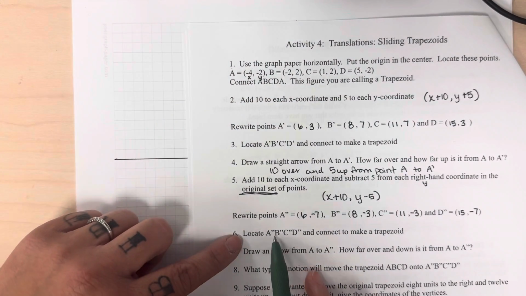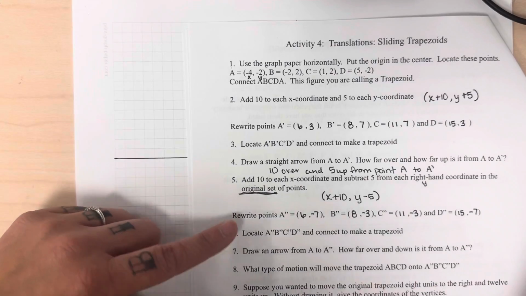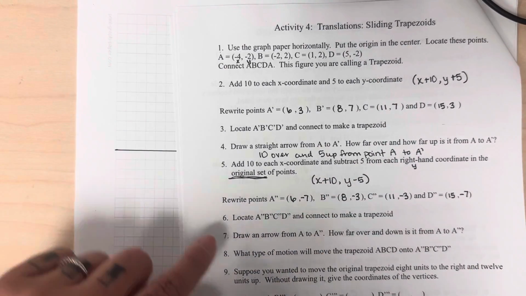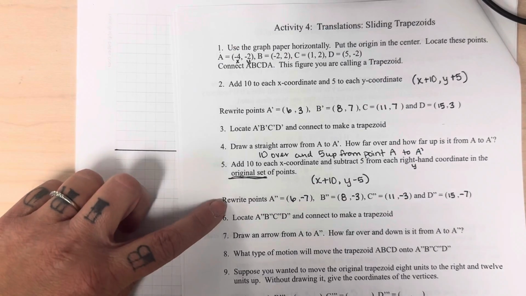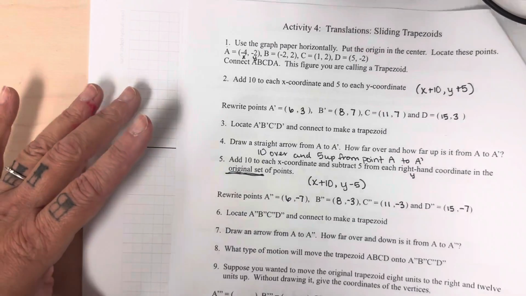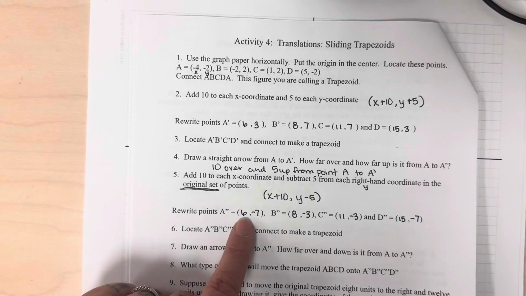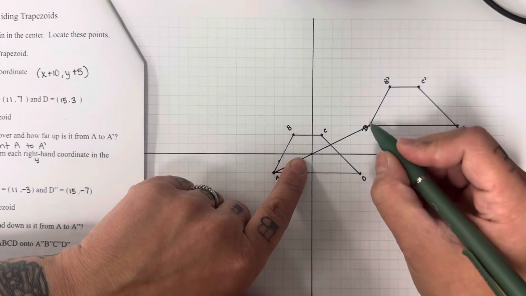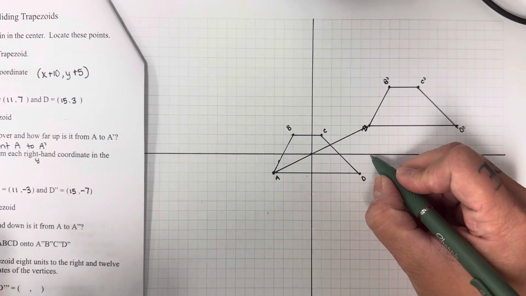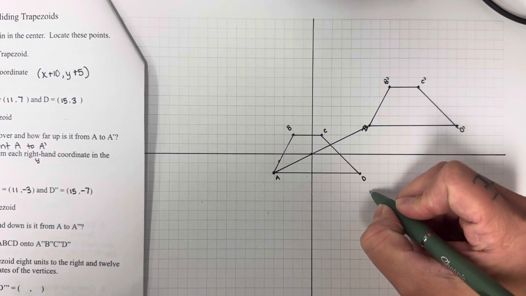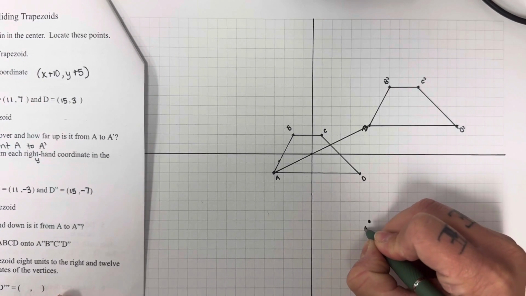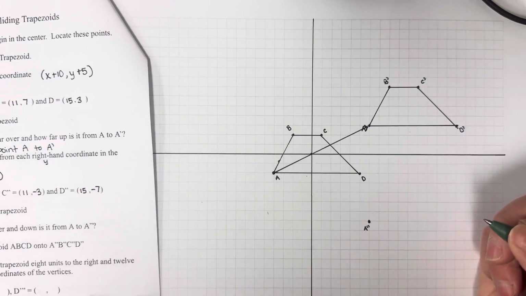It says locate these new points and connect them to make a trapezoid. So now I'm going to find these points, label them, and connect them. So my first point is at +6, -7. So I'm going to go over 6, down 7, and put a dot. That is A with 2 apostrophes.